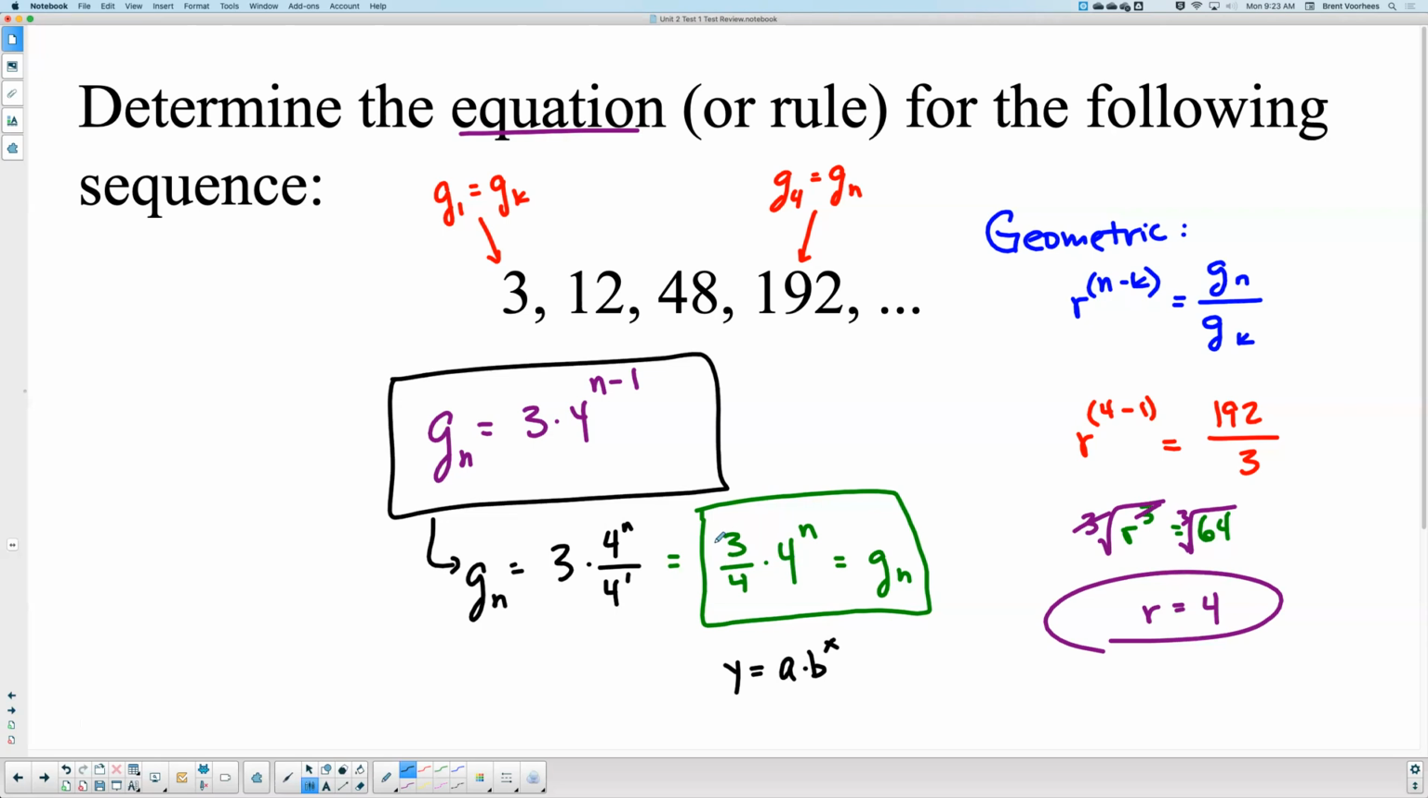What represents a? 3/4. That would be the initial value where it would hit the y-axis if you were plotting this. What would be the b? 4. The common ratio of 4 is the base. So that is in this form. All that to say, don't panic if you look and you're not seeing this answer. Just change it to more of the exponential form, a times b to the power of x. Just do your exponential rules.